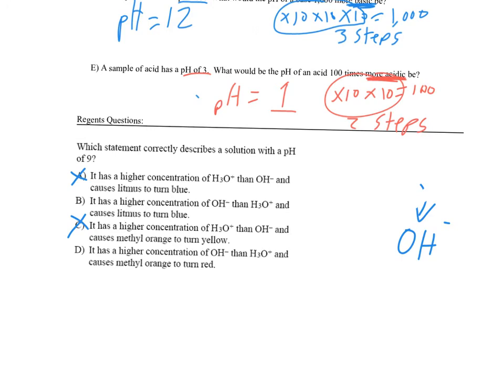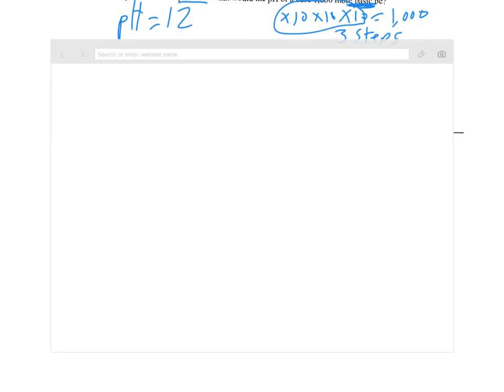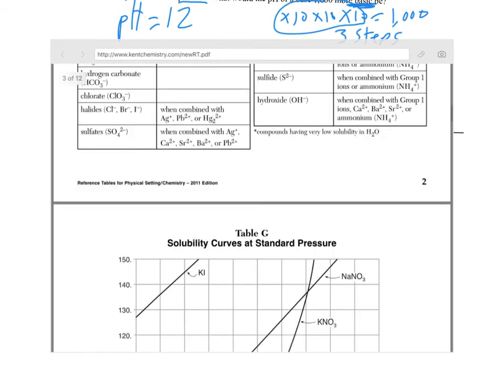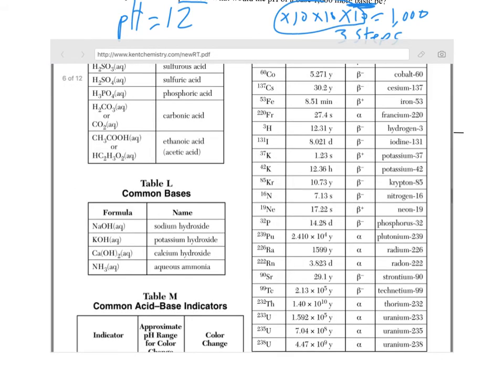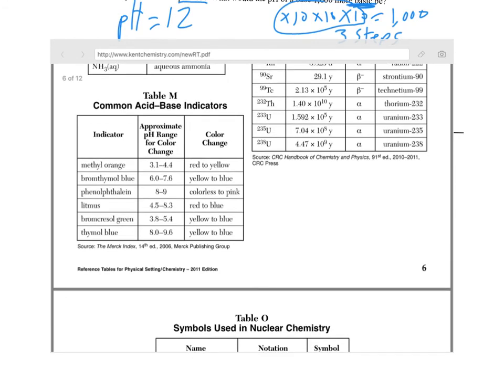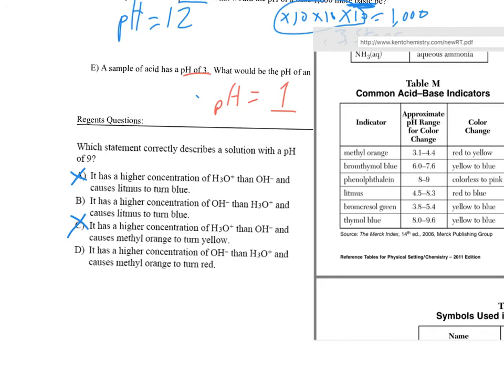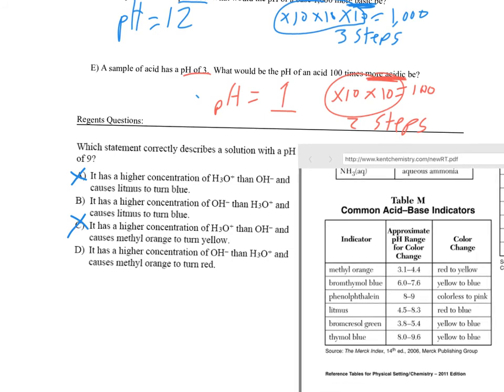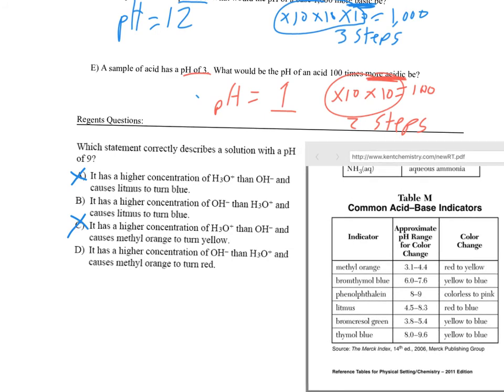This next part, hopefully you recognize this as an indicator question. So what we're going to need is our reference table. Sorry, I'm just pulling mine up right now. Okay, handy dandy reference tables. If you're not already scrolling to the acid-base indicator table, you should probably do that. I'm going to pull this up like in the indicator video, and just put it over here somewhere. Okay, Table M is where our indicators are.